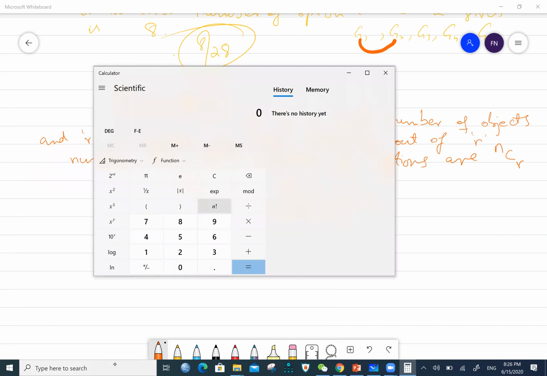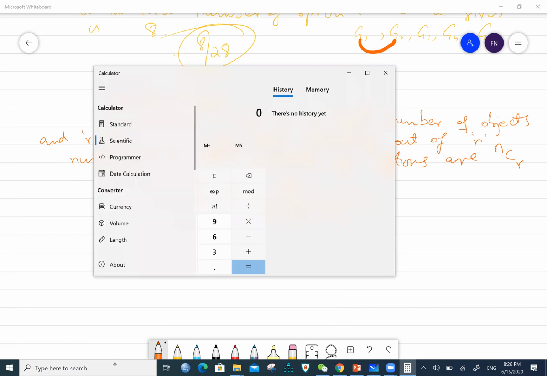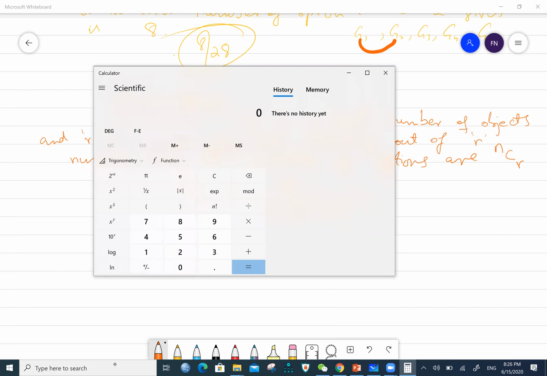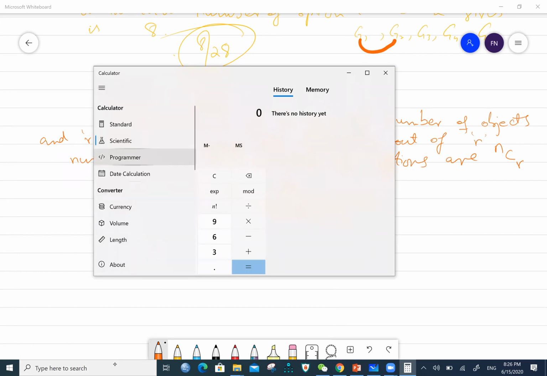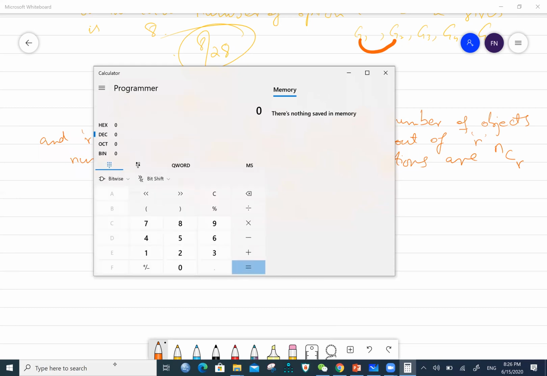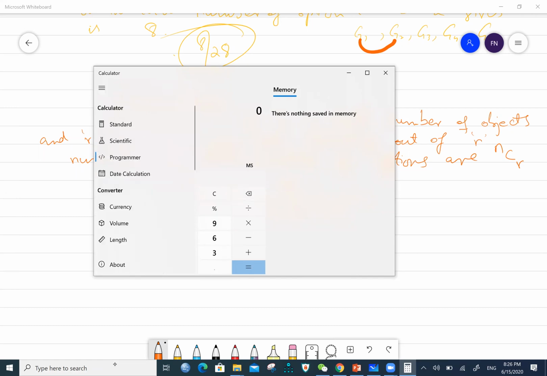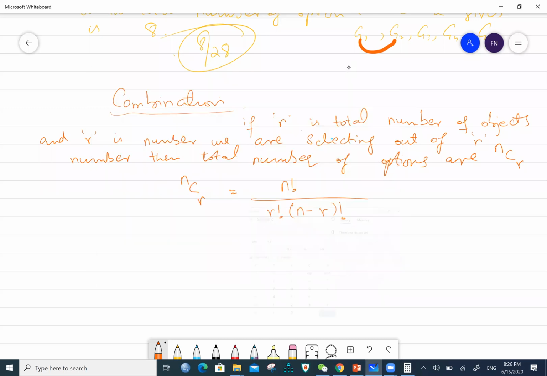Factorial I have, but NCR, scientific. This is scientific. And the programmer, what is programmer? Well, I don't have an NCR function in my computer's calculator, but for sure in your calculators you will have a function NCR. Understand? You can use that function and you can calculate the result.